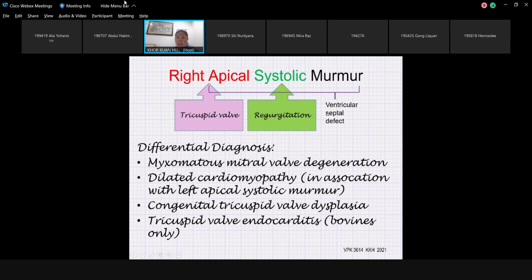All right. And another congenital disease, you can have ventricular septal defect, and you will pick it up as a right apical systolic murmur. So this is a congenital disease.